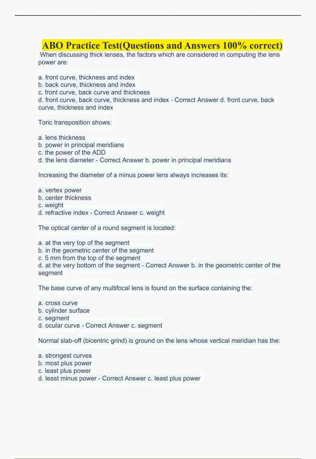When discussing thick lenses, the factors which are considered in computing the lens power are: A. Front curve, thickness and index. B. Back curve, thickness and index. C. Front curve, back curve and thickness. D. Front curve, back curve, thickness and index. Correct answer D. Front curve, back curve, thickness and index.